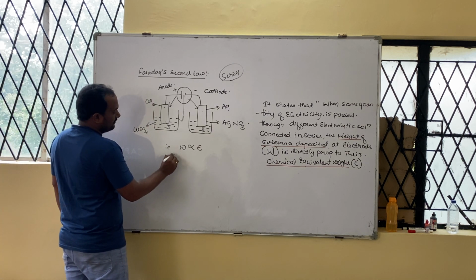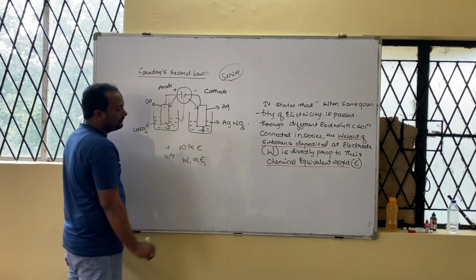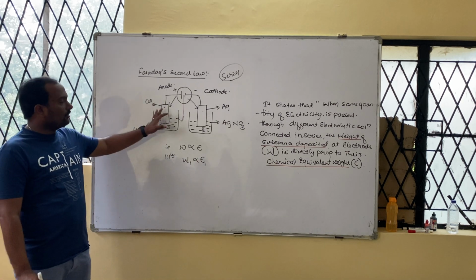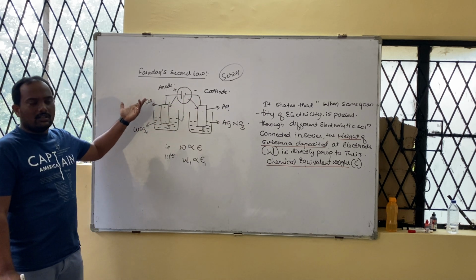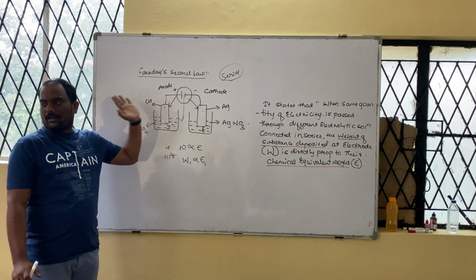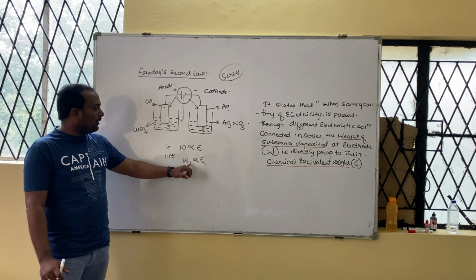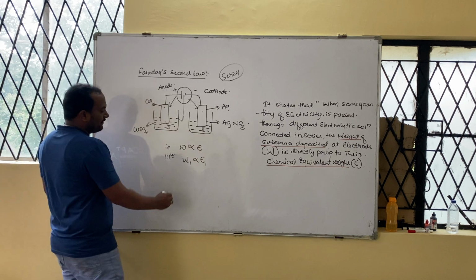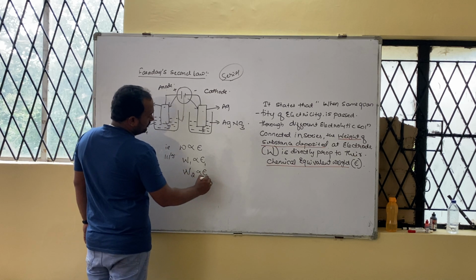Similarly, can I write W1 directly proportional to E1? Because I have taken two solutions: solution number 1 and solution number 2. You can take any electrode. Instead of copper, you can take iron; instead of silver, you can take zinc. Anything will work. That's why I am not sticking to copper here; I am sticking to W1 and E1. Then we can write W2 is proportional to E2.